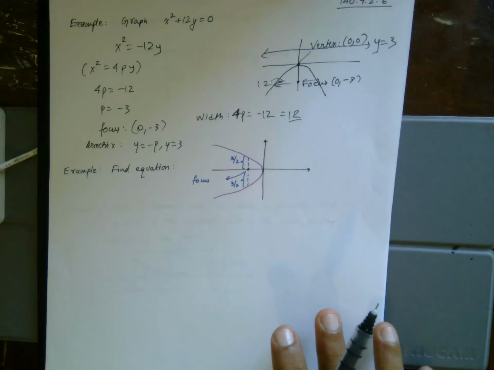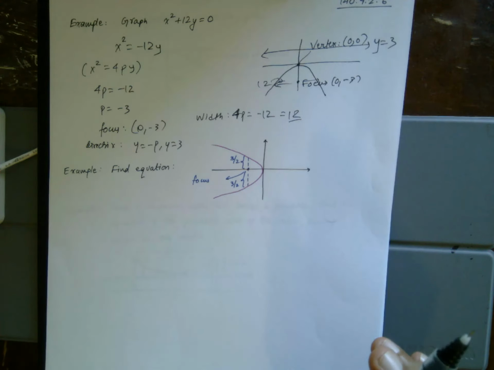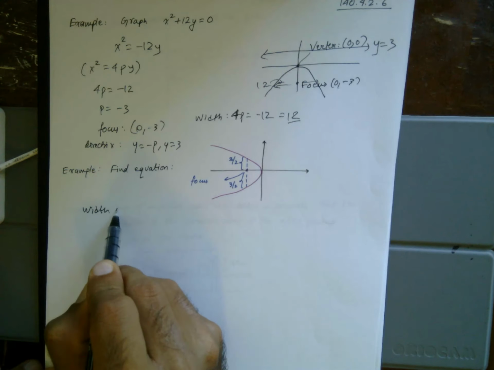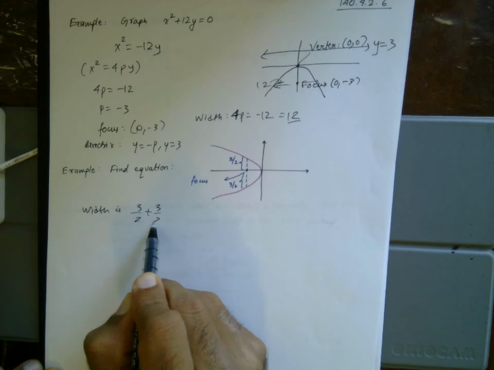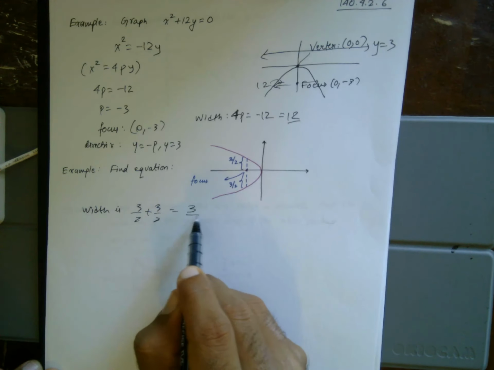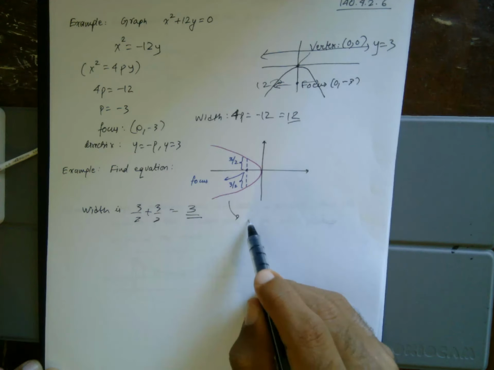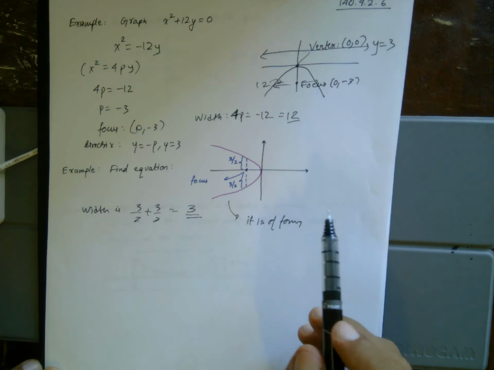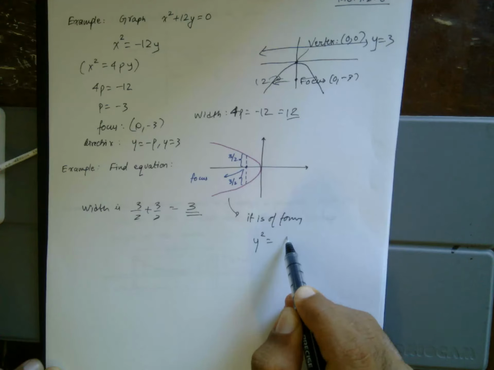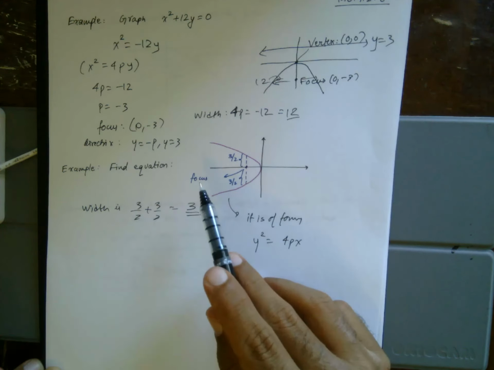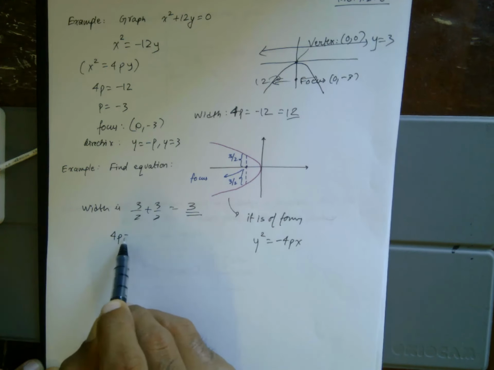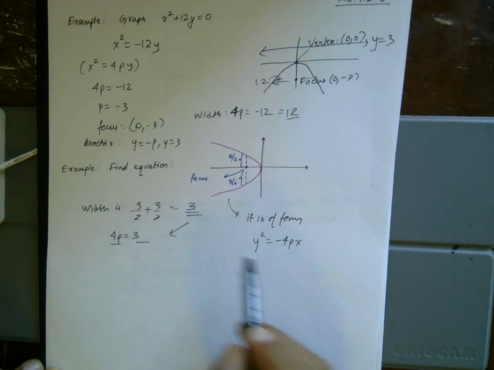The other kind of problem can be you're given a graph and you have to find the equation. So you're given this graph and you're given that the width is 3 halves plus 3 halves, so that is 3. Now what else do you know? Just by looking at it, you know that it is not of the form x squared equals 4py, but y squared equals 4px. But because it's facing this side, it's negative 4px. But then you know that the width is 4p and 4p is 3. Right? So you just substitute, this is y squared equals negative 3x.